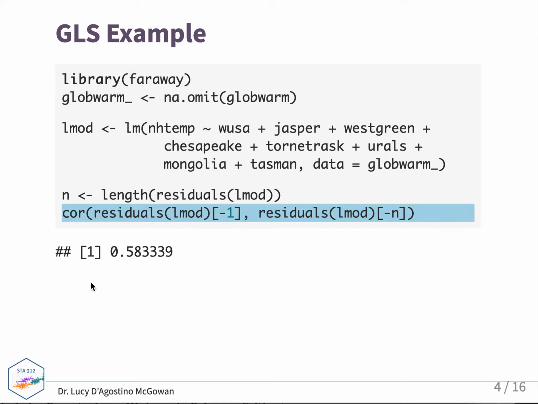And it looks like there definitely is. Our correlation here is 0.58339, which indicates that there really is some strong correlation from year to year. So fitting a normal linear model is going to violate this correlated errors assumption. So we're going to have to do something a little bit fancier.